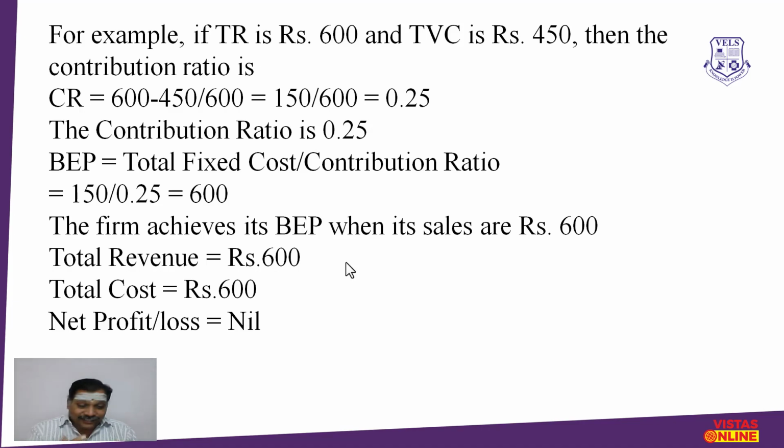So at a sales value of 600, the firm can reach the break-even point. The firm achieves its BEP when the sales value is rupees 600. Why? Total revenue is 600, total cost is 600. So what is our net profit or loss? It is nil. When there is no profit and no loss, then it is the break-even point.